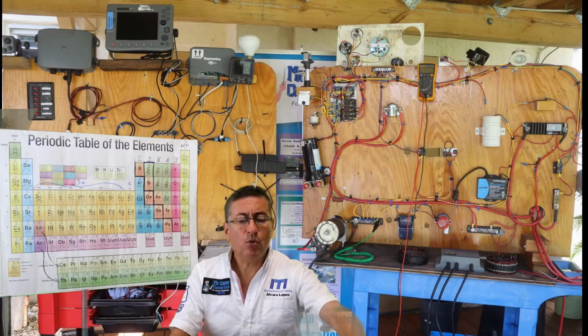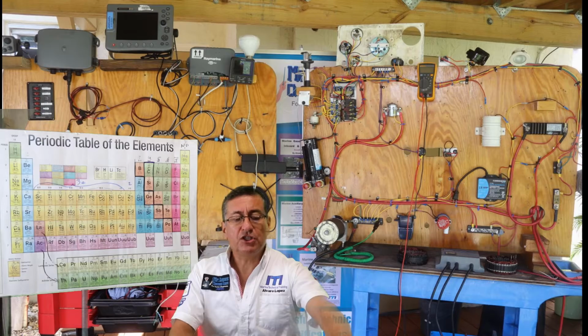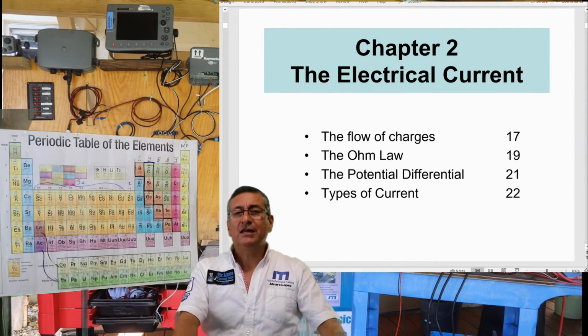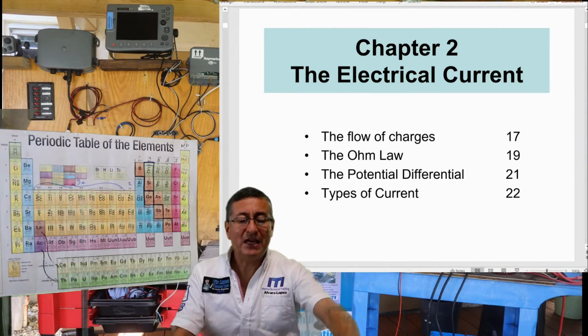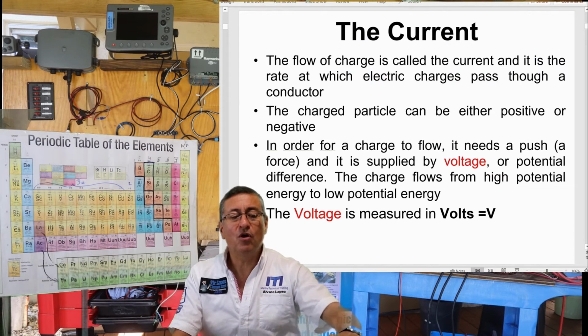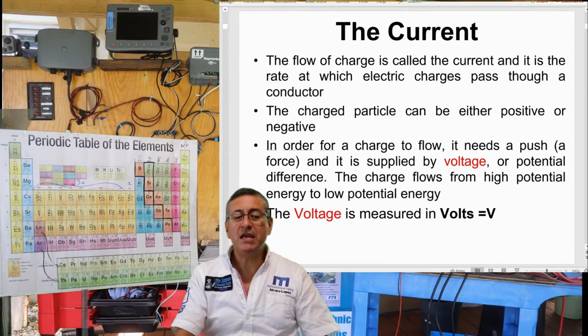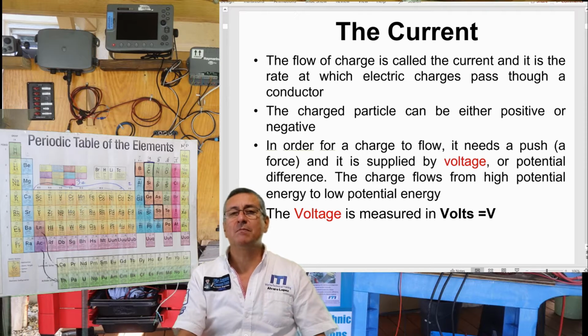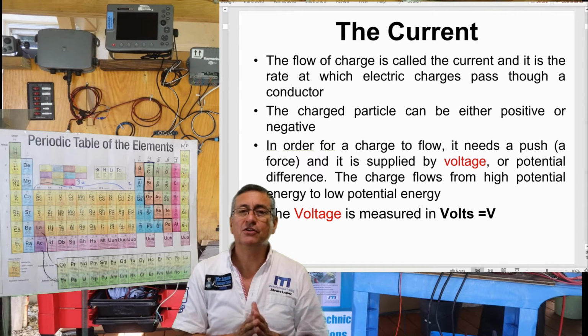All right, right now we are ready to start with chapter 2 of this episode. Chapter 2 is talking about electricity, about the flow of current, and what is the meaning of electricity and what is the meaning of current. Let me explain something.